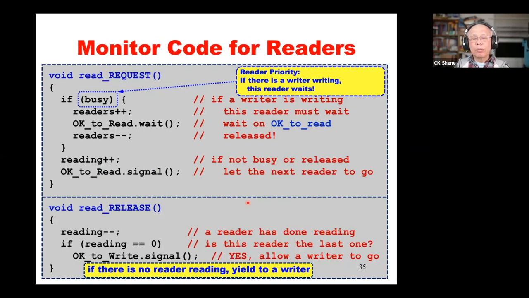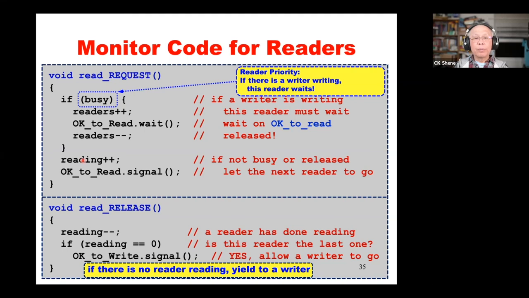So how do we write the code? For read request, it's obvious it's a reader priority. If there is a writer writing, this reader waits, of course. Now, because we need to know how many readers are waiting, we add one to the waiting readers, and then wait on the condition variable okay to read. When this reader is released from okay to read, we have one less waiting reader. And then this reader can read.